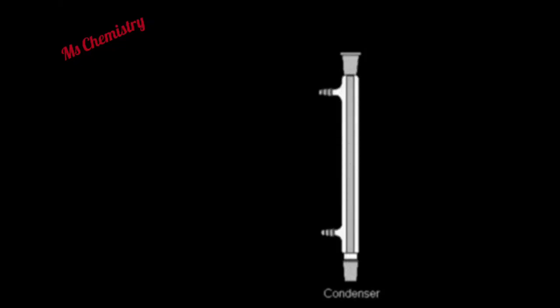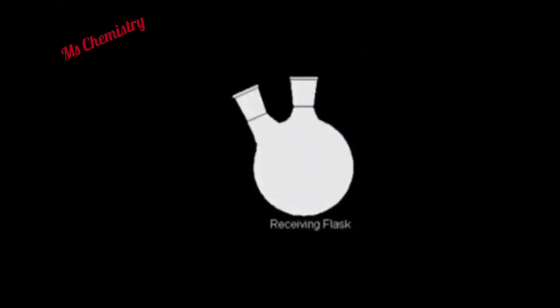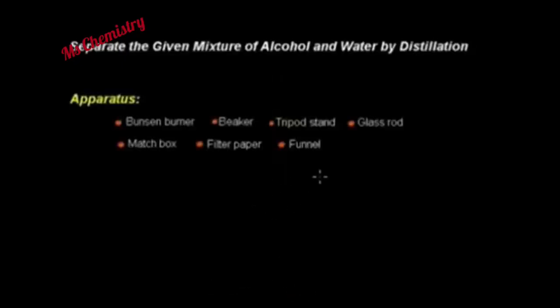This is called the condenser. This is a receiving flask in which we will receive the separating mixture. This is called a round bottom flask. Remember the names of these apparatus. This is a thermometer, which is also required in this experiment. Okay, after apparatus, next we come towards the chemicals.